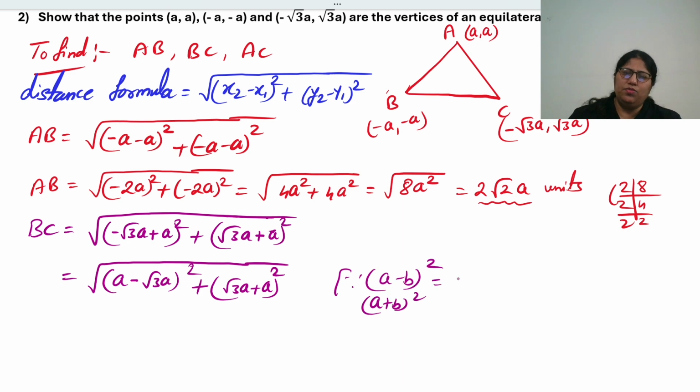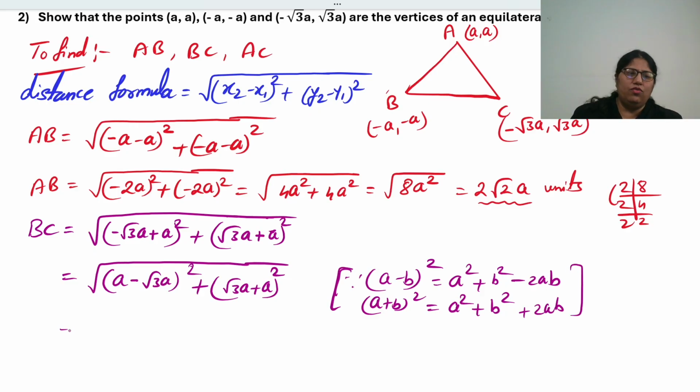What is a minus b whole square? A square plus b square minus 2ab, and a plus b whole square is a square plus b square plus 2ab, right? So whatever identity you are using, you must mention here.